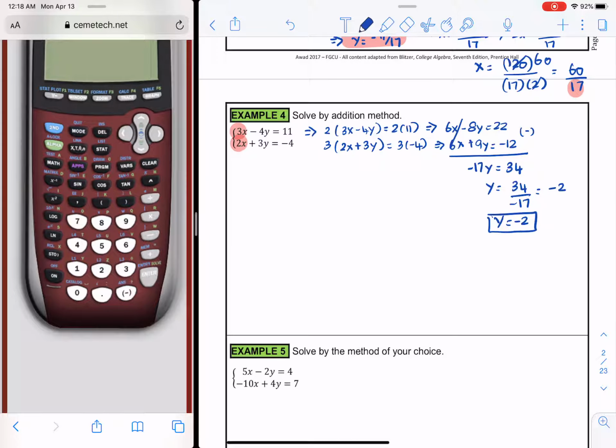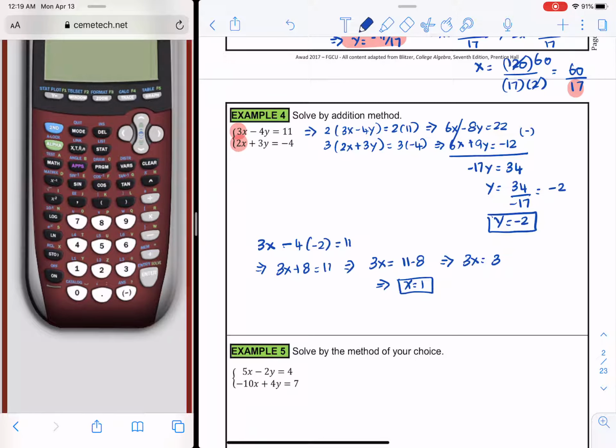The next step is back substitution. I'm going to take this value of y and plug it in one of the two equations. I'm going to pick the first equation, 3x minus 4 times negative 2 would equal 11, which would imply 3x plus 8 equals 11. 3x would be equal to 11 minus 8. Therefore, 3x is equal to 3. Divide by 3 on both sides, x would be equal to 1.